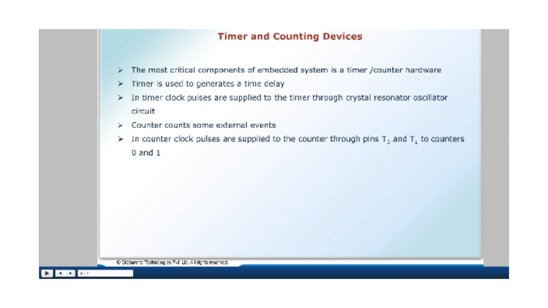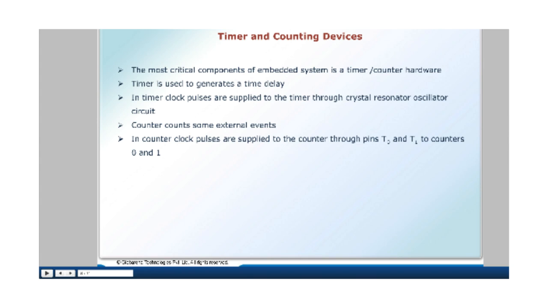Timer and counting devices. The most critical component of an embedded system is the timer or counter hardware. A timer is used to generate a time delay. Time delay means clock pulses are supplied to the timer through a crystal resonator oscillator circuit.